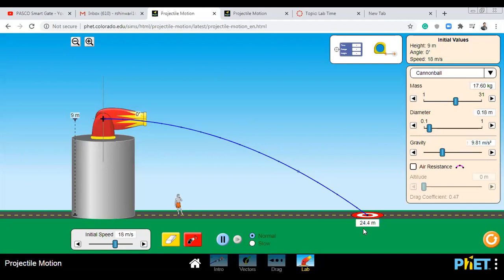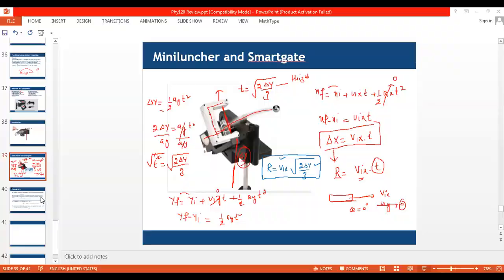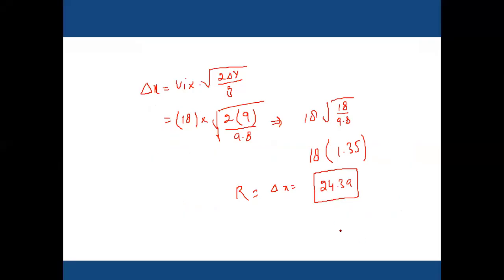What is the formula? Who will tell me the formula for finding the percentage error between actual and measured value? Remember? Okay, don't worry. So again, 24.39, and from the animation, the range is equal to what? It was 24.4 meters. This one is also in meters.